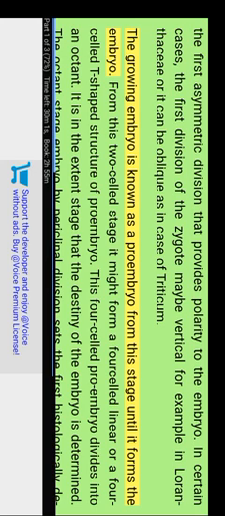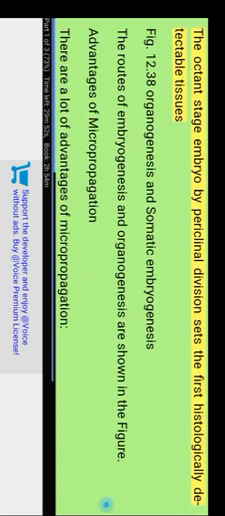The growing embryo is known as a proembryo from this stage until it forms the embryo. From this two-cell stage, it might form a 4-cell linear or a 4-cell T-shaped proembryo. This 4-cell proembryo divides into an octant. It is in the octant stage that the destiny of the embryo is determined. The octant stage embryo, by periclinal division, sets up the first histologically detectable tissues.